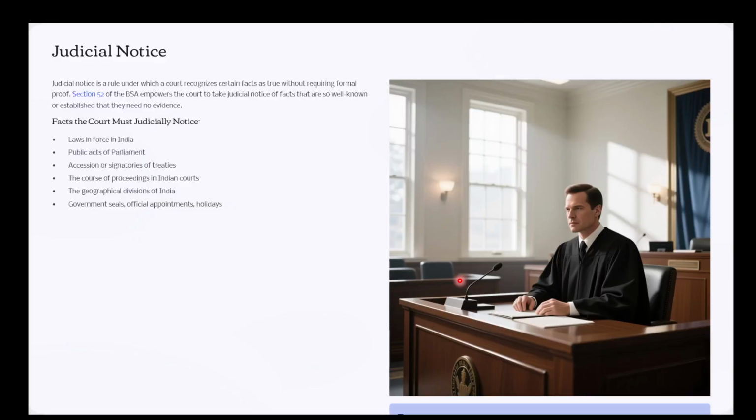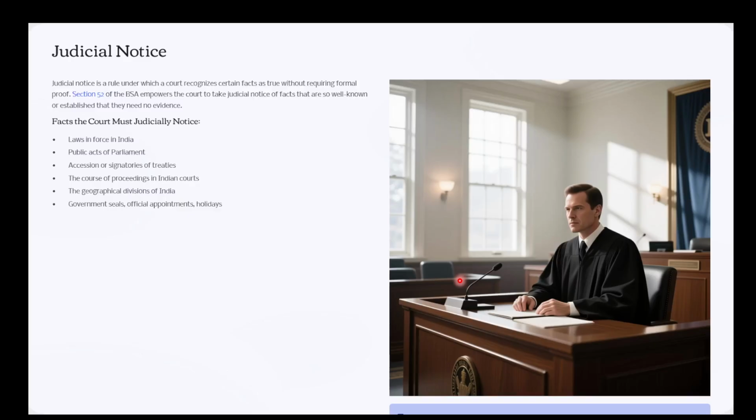So here, the judicial notice. What is judicial notice? Let us discuss. Judicial notice is a rule under which a court recognizes certain facts as true without requiring formal proof. Section 52 of the BSA empowers the courts to take judicial notice of facts that are so well known or established that they need no evidence.